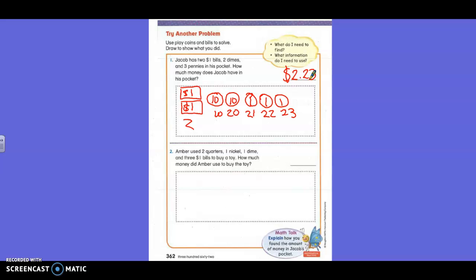Alright. Number 2, let's read it. Amber used 2 quarters, 1 nickel, 1 dime, and 3 $1 bills to buy a toy. How much money did Amber use to buy her toy? What would the first step be, Matthias? What should I draw first? How many? Only $1? Read the problem. How many dollar bills did it say that they had? Thank you. Yes, you need to draw $3 bills.